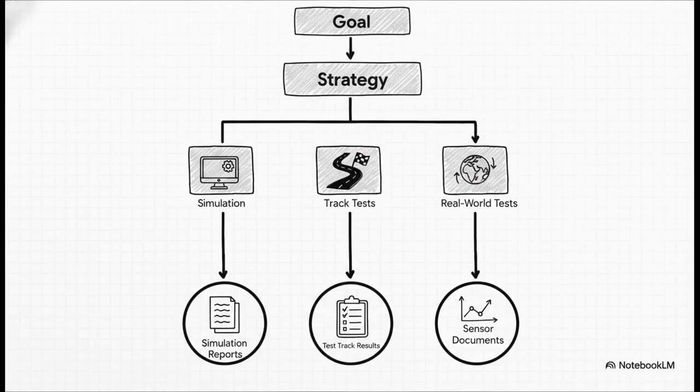And then, at the very bottom, you provide the links to the actual evidence, the concrete stuff, the simulation reports, the track results, the documents that detail the sensor's limitations. Each one of these is a building block that holds up the whole argument. With a map like this, the judge can easily follow your logic and spot any weak links.